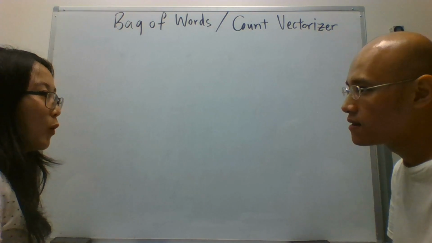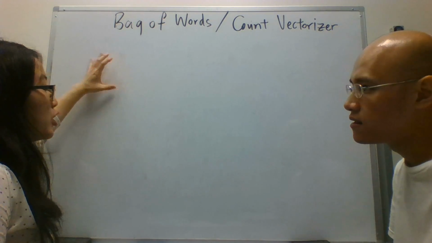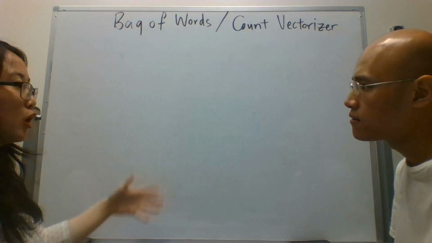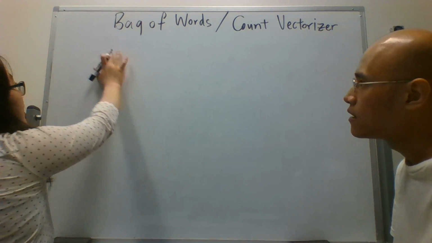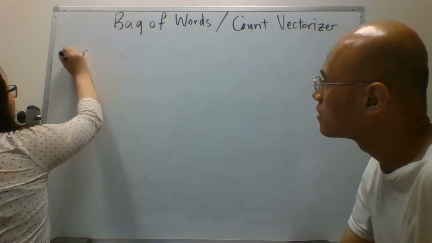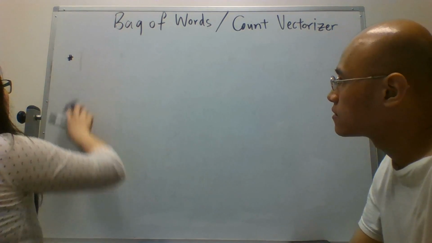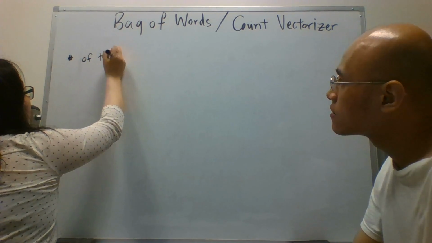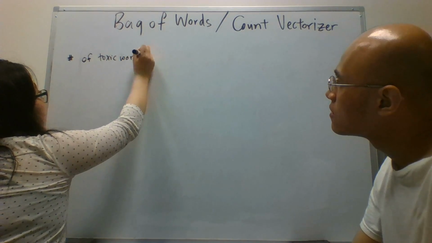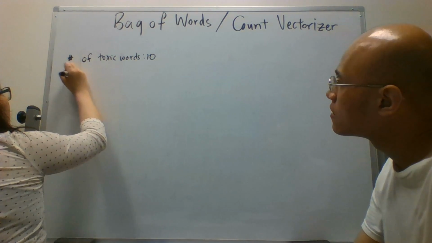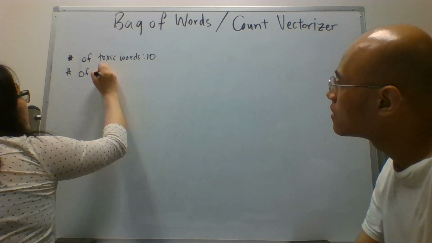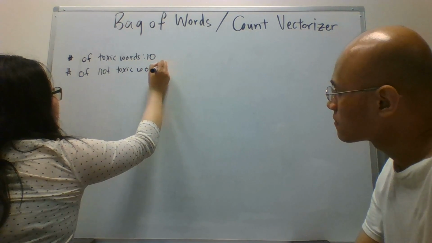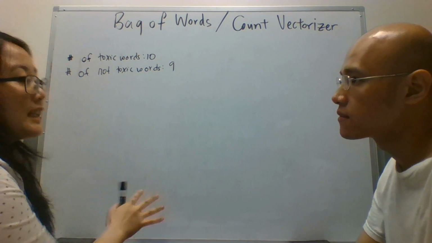But go ahead, please. One thing that I probably should have put up while the phrases were there is that one important thing we want to know is how many words are in toxic phrases in total, and how many words are in non-toxic phrases in total. So let's just keep track of this here. Number of toxic words. In the example we just gave, this happens to be 10. And then we have the number of not toxic words, and there are 9 of these. So in total, we saw 19 different words.